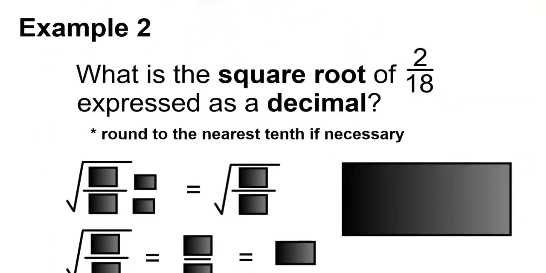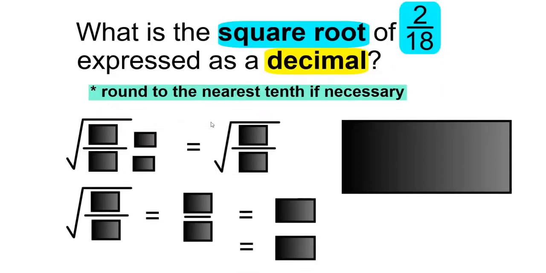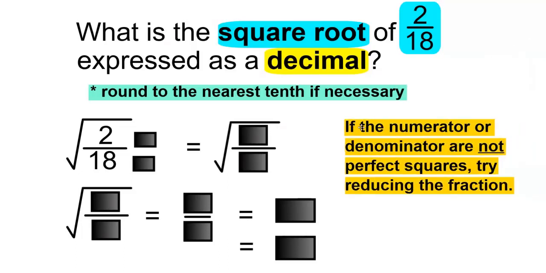Example 2. What is the square root of 2 over 18 expressed as a decimal? Round to the nearest tenth if necessary. Take the square root of 2 over 18. 2 or 18 are not perfect squares. If the numerator or denominator are not perfect squares, try reducing the fraction.